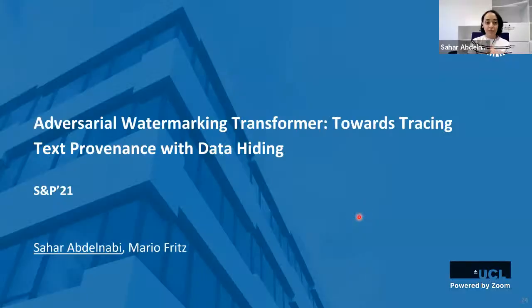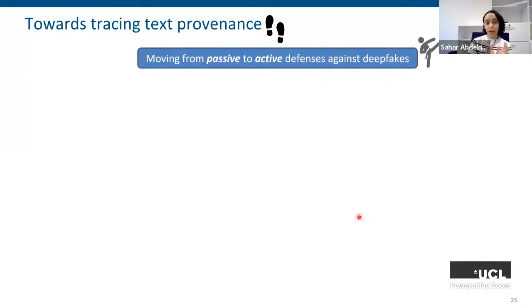Okay, so I'll first go through the language watermarking solution. This paper was published at OutofContext last year, and the title was Adversarial Watermarking Transformer. In here, we propose a language watermarking to watermark input text. The main motivation of using watermarking for language and also for GANs later, as I will talk about, is to move from passive to active defenses against deepfakes.